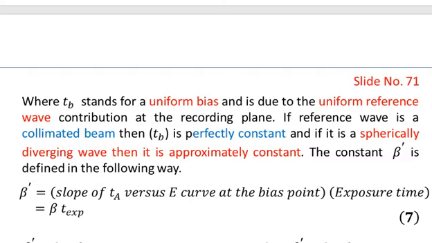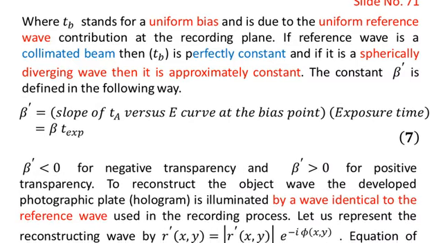The constant beta prime is defined in the following way. Beta prime is equal to the slope of T_A versus E curve at the bias point multiplied by exposure time. And you know that this slope of T_A versus E curve at the bias point is represented by beta on the right hand side, and the exposure time is represented by T_EXP, which stands for exposure, as given in equation number 7. So this is the value of beta prime.